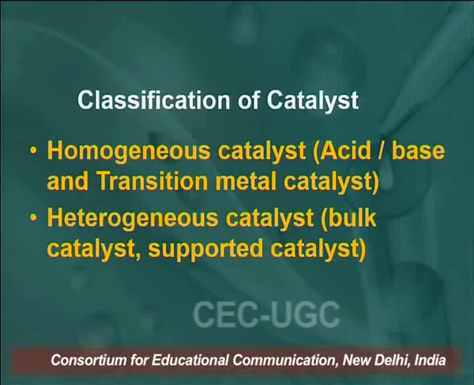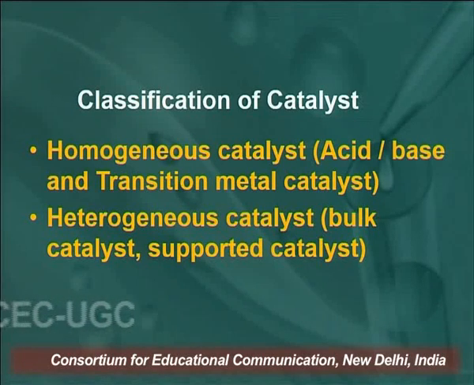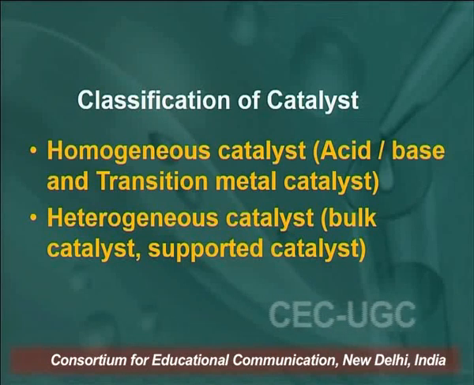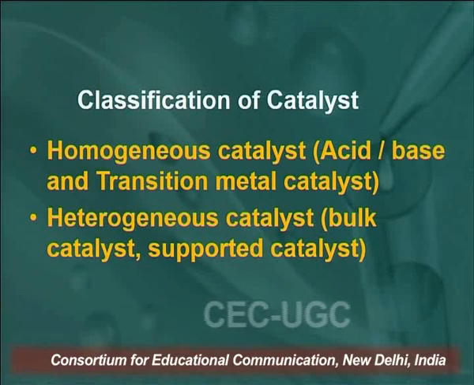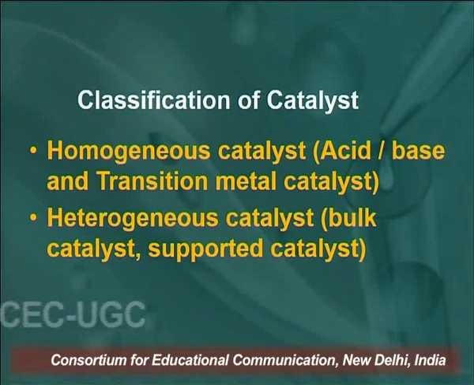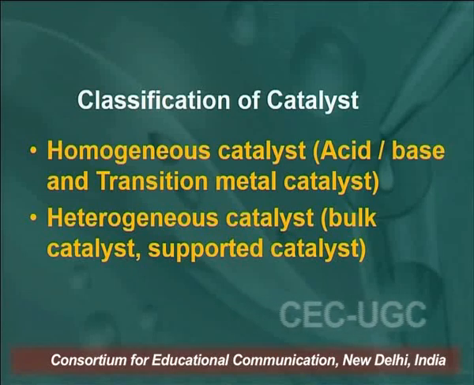Now another important topic is classification of catalyst. How can we classify the catalyst? Catalysts can be classified as homogeneous catalyst, acid or base catalyst and transition metal catalyst. So the acid and base catalysts and transition metal catalysts are homogeneous catalysts. Another type is heterogeneous catalyst. These are the bulk catalyst and supported catalyst.